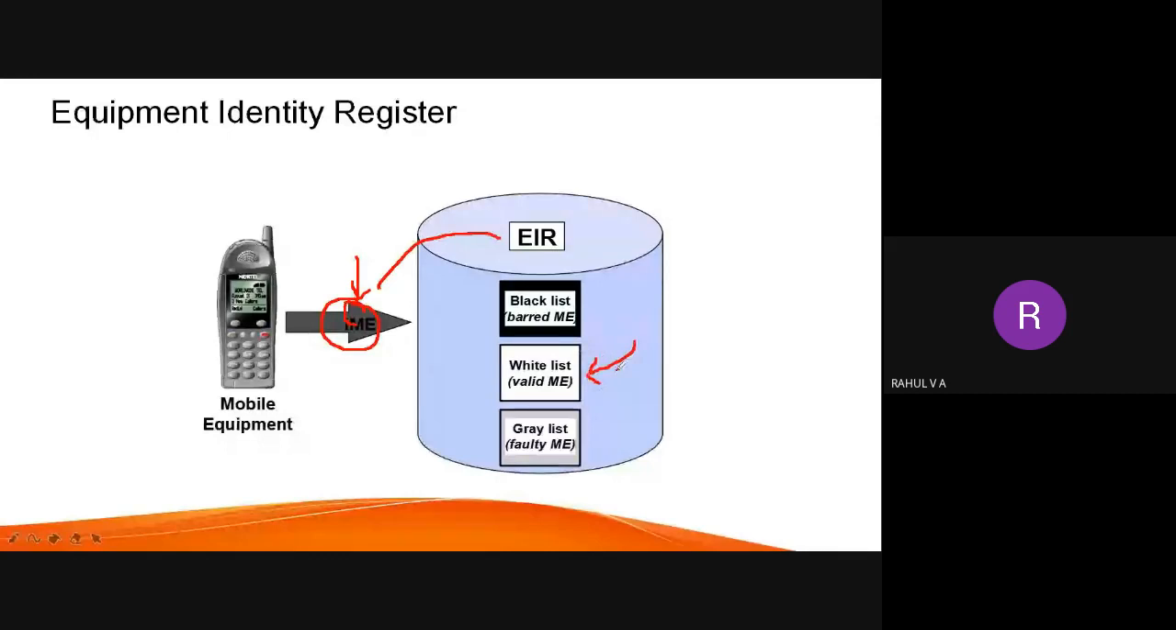Okay. If somebody has barred that mobile equipment, there will be many cases, because sometimes a government official identifies that a particular mobile is actually used by terrorists. They will bar this mobile equipment. Okay, so if it is a barred mobile equipment, then it is placed in the blacklist.